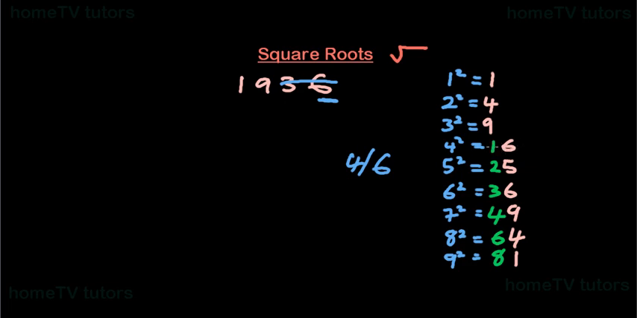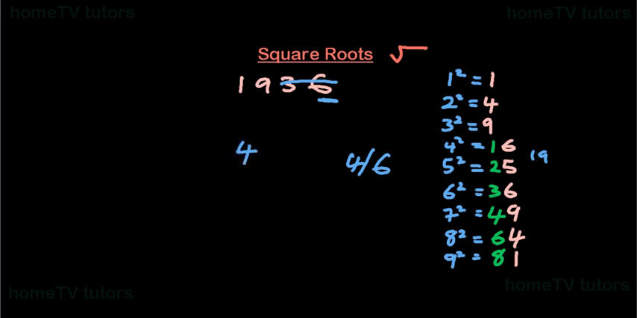19 is between 4 and 5. But if you look, 19 is closer to 16 because it's just three figures further, while this one is 6 figures. So we go for 4. Okay, because 16 is closer to 19, so we have 4.